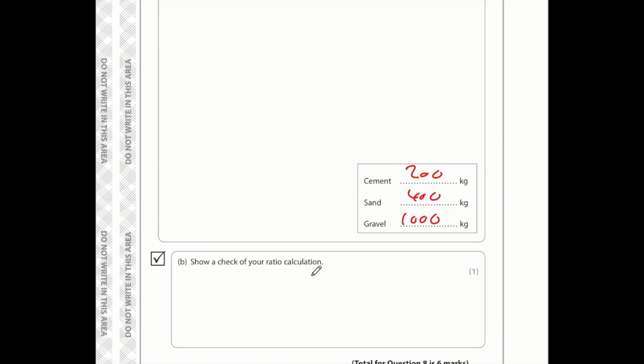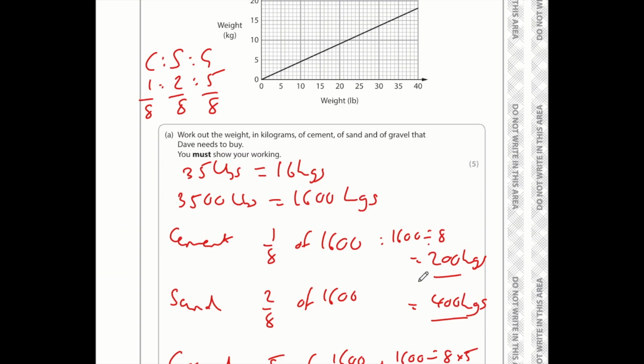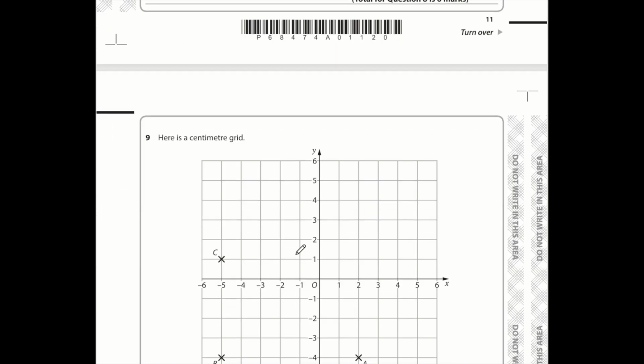Show a check of your ratio calculation. Well, I would always do this. I would add these together, 200 plus 400 plus 1,000. That is 1,600. And was that what we were sharing to begin with? Yes, we were sharing 1,600 kilos in that ratio. So we know we've probably got it correct.